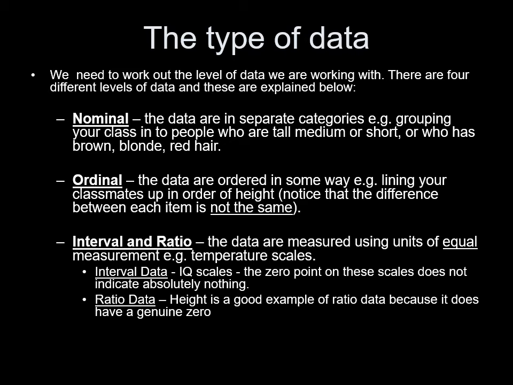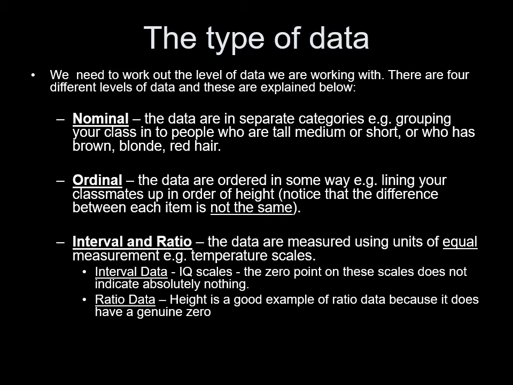Interval data and ratio data is where the numbers that you're using mean a little bit more again. Interval data is where you are measuring things with standardized intervals. So if you're measuring something on an IQ scale, the difference between an IQ of 100 and 101 is the same as between 101 and 102. If they have equal, standardized intervals, then you've got interval data.